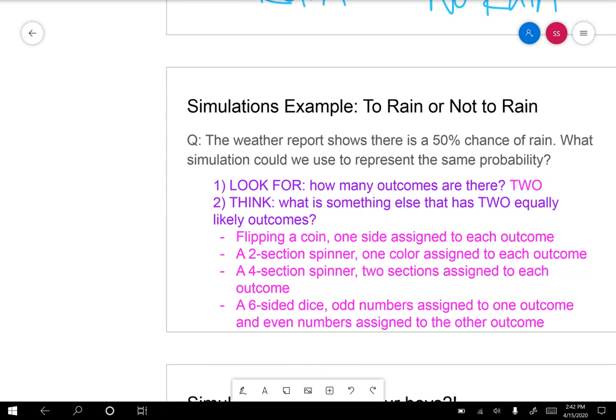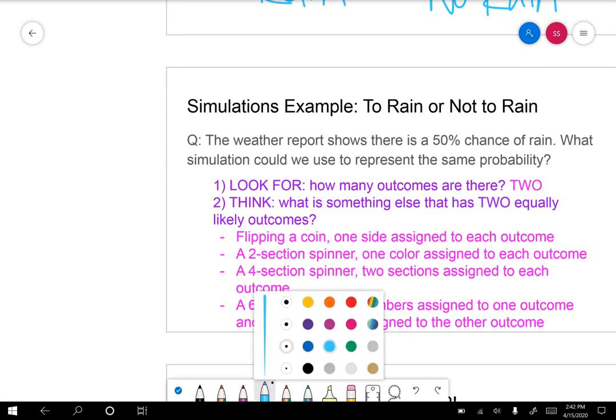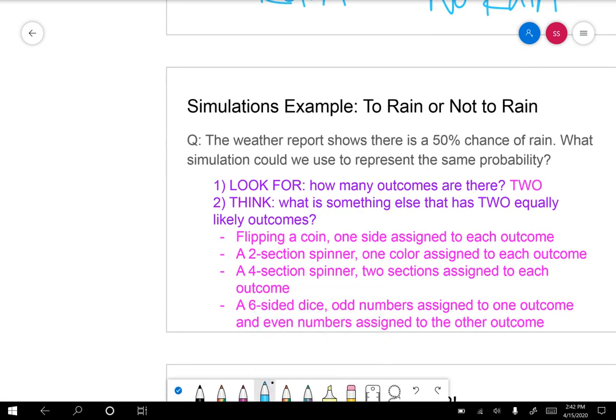Okay. So, for example, we could flip a coin, right? We know that coins have heads and they have tails.